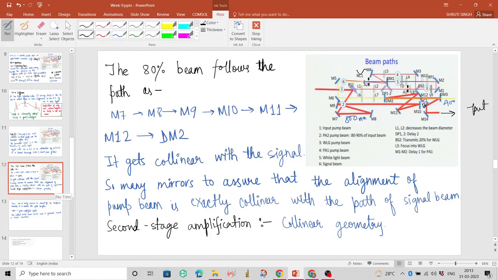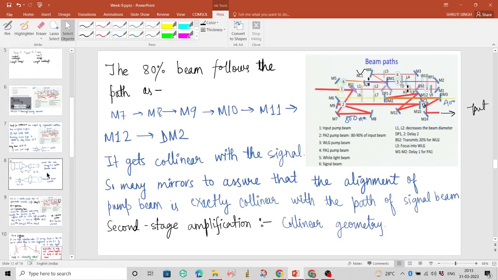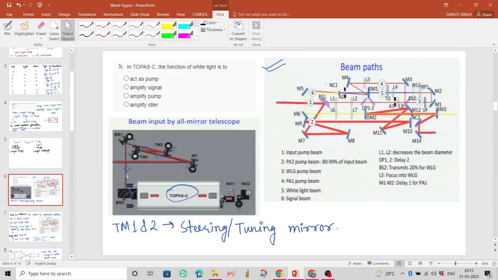Now let's come back. We have two questions regarding this, so let's discuss the questions now. This was the setup which I explained. Now question 3: the function of the white light is to act as pump, to amplify signal, amplify pump, or amplify idler.